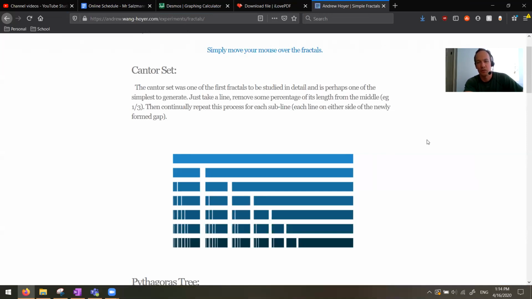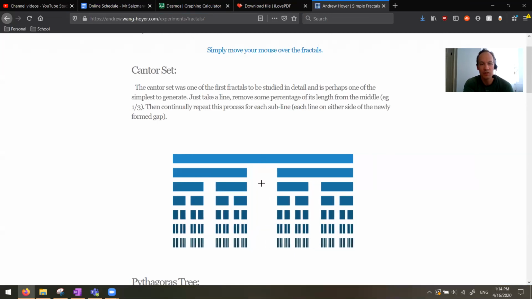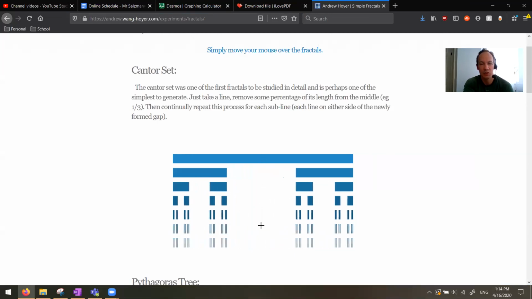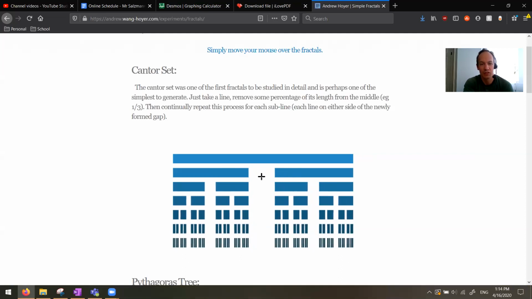It's andrewwanghoyer.com/experiments/fractals. I'll put this in the description so you can actually have a look at it yourself. It's a really neat website. This is an interactive website with fractals, and it's a way you can interact with these repeating patterns. So we've talked a little bit about this Cantor set in the last lesson here, and this is a way you can actually visualize it quite well.